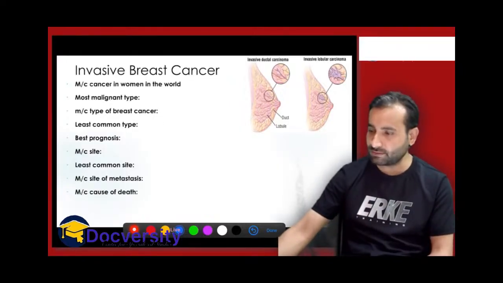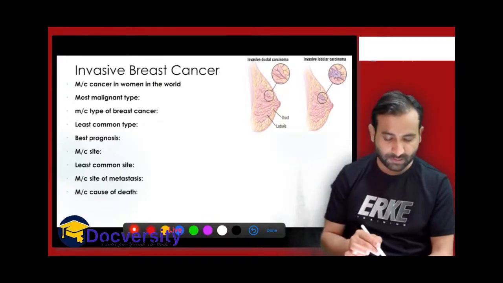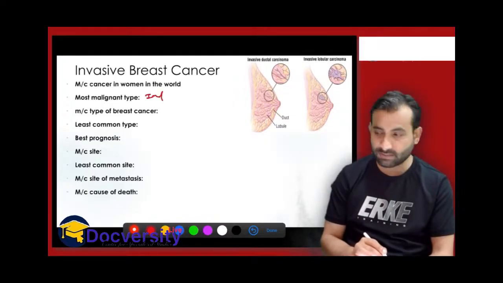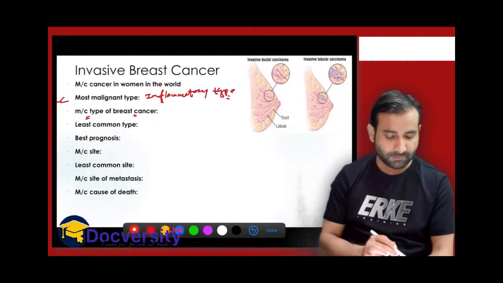Invasive breast cancer. Invasive breast cancer is the most common cancer in women worldwide, right? And the most malignant type of the invasive breast cancer is what? The inflammatory breast cancer. Inflammatory type is most malignant. And what is the most common type of invasive breast cancer?